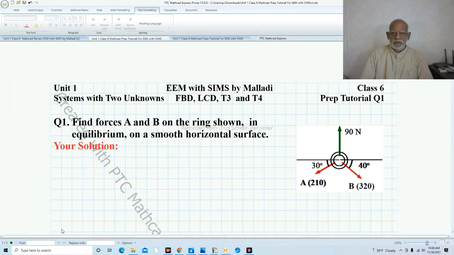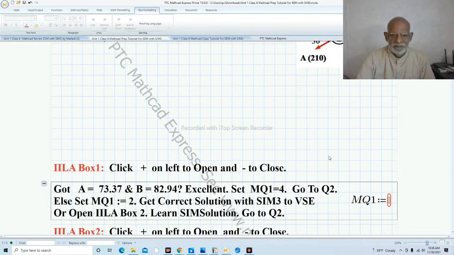This is prep tutorial question number 1. Question is, find forces A and B in the ring shown, in equilibrium on a smooth horizontal surface. Therefore, the weight does not appear in the diagram. So let us see the solution.